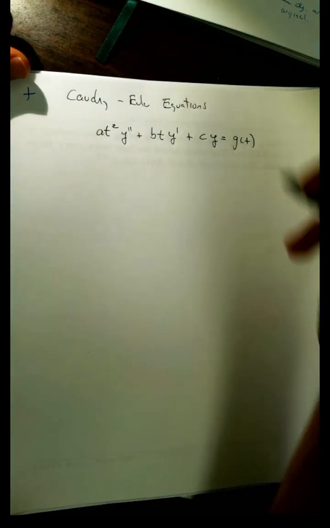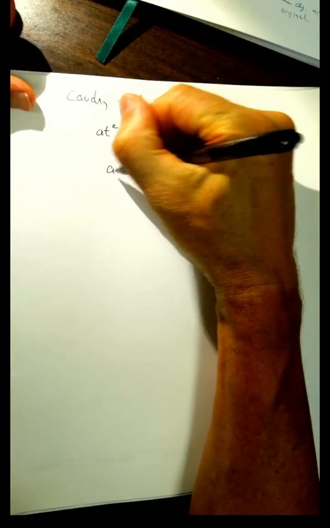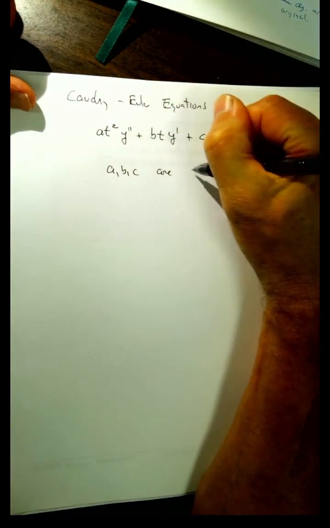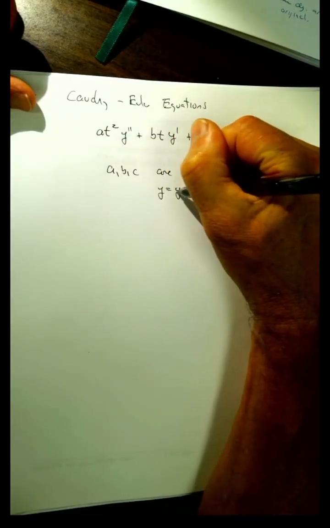of t. And we are going to look at the special case where g of t is 0, so we're going to focus on the homogeneous case. So a, b, and c are constants, and we're assuming that our dependent variable is a function of time.